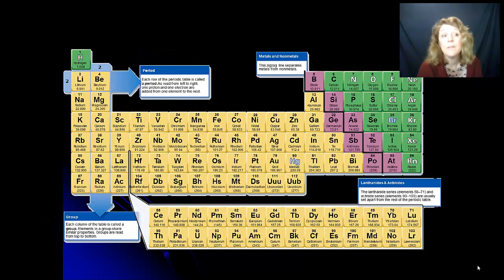And we are actually going to go through a lot of the groups so that you can get to know some of the properties that are constant through the groups.